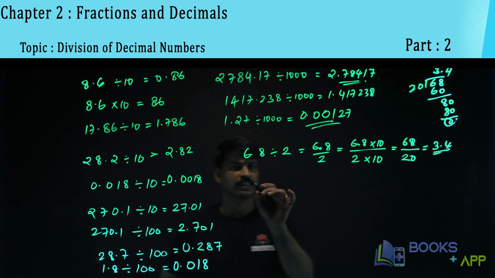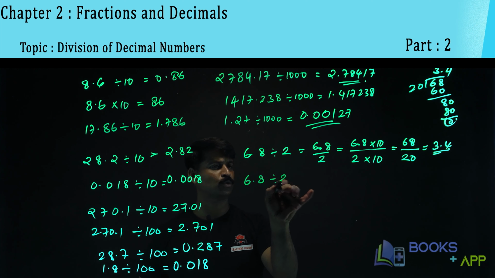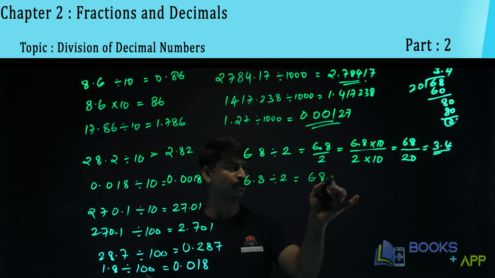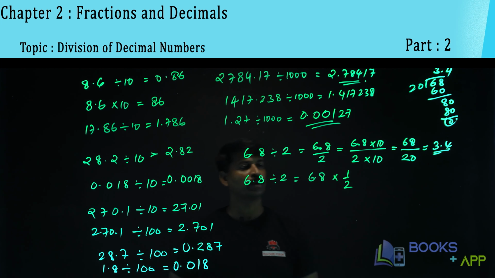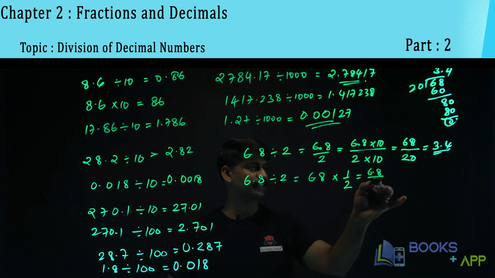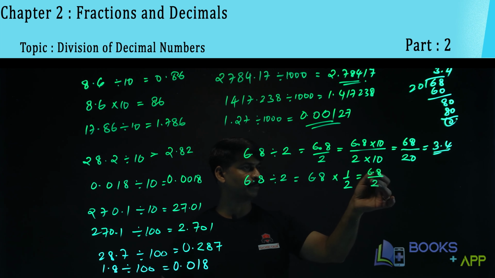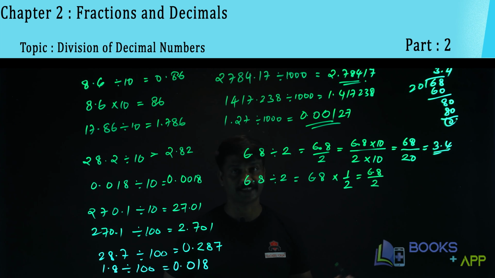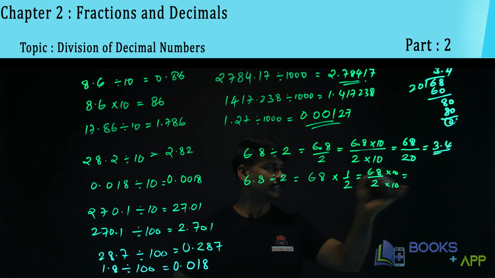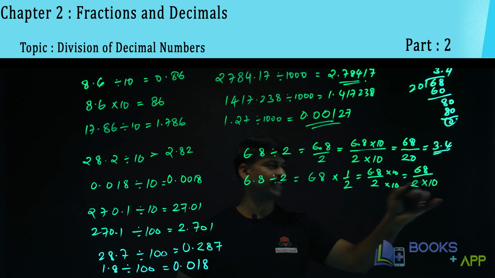Yes, 6.8 divided by 2 can be written as 6.8 by 2. Instead of division, what can you do? Take the reciprocal and multiply. What is the reciprocal of 2? 1 by 2. Now this becomes 6.8 by 2. You multiply numerator and denominator by 10, so that 6.8 becomes 68 and the denominator becomes 20, isn't it? So it becomes 68 by 2 into 10.